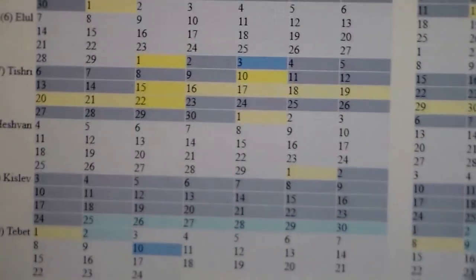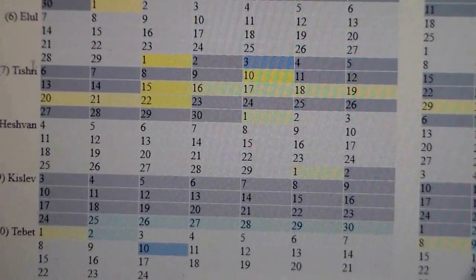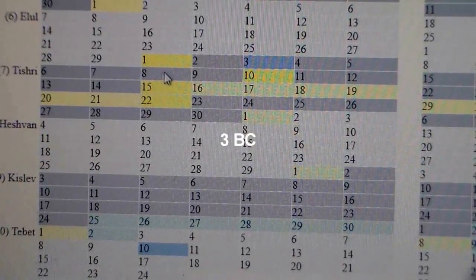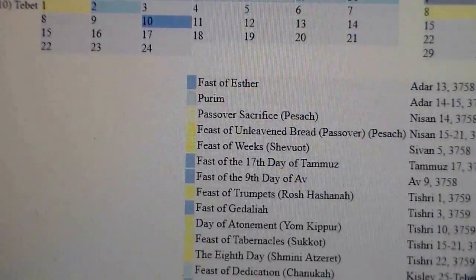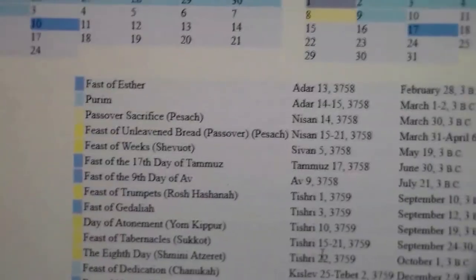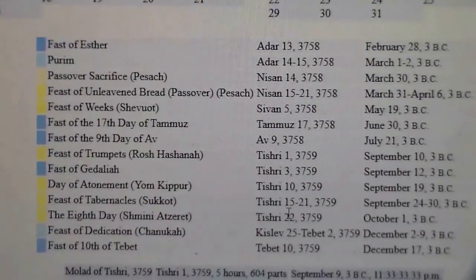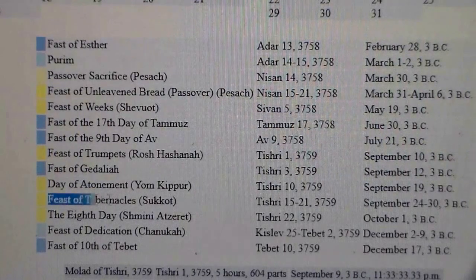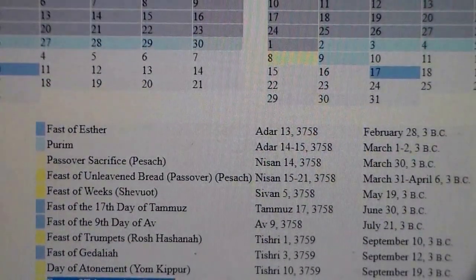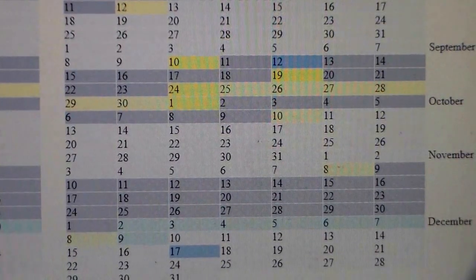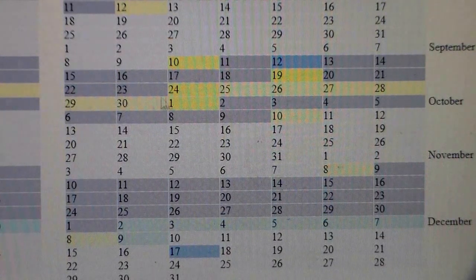And that would come to the 15th of Tishri, that would be the Feast of Tabernacles, right? The Feast of Tabernacles would be the 15th of Tishri, Sukkot. Down here, we see the Jews' festivals or feasts, and we can see there the Feast of Tabernacles right here, Sukkot. You see it? September 24th to the 30th. So that's the week that Jesus was born, somewhere in those dates. Okay.